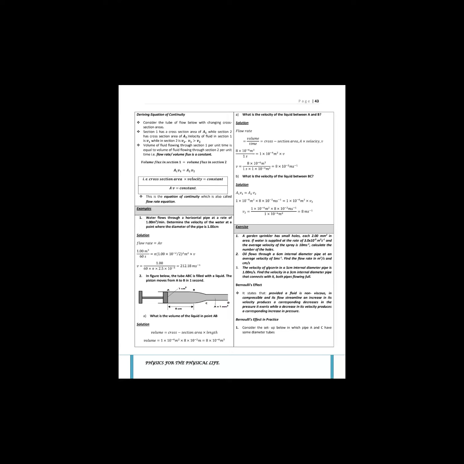But now we'll replace h with the length, because it is a pipe and it is horizontal. So which part of this formula is the cross-sectional area? Pi r squared. Yes, thank you very much. Meaning the part of pi r squared, we already have.